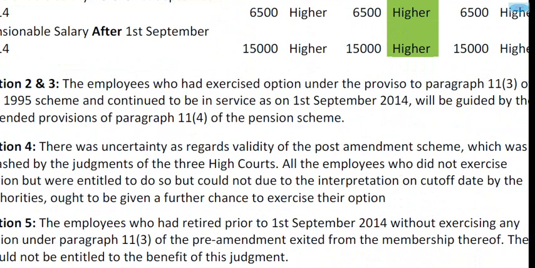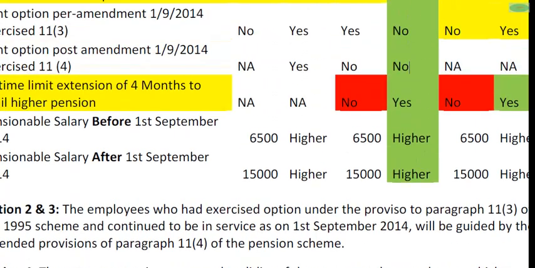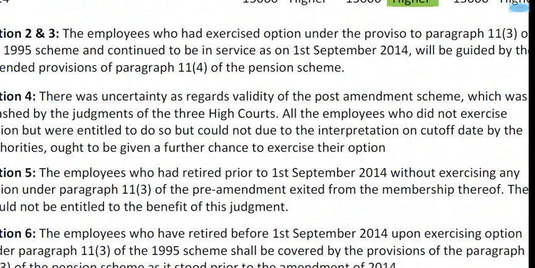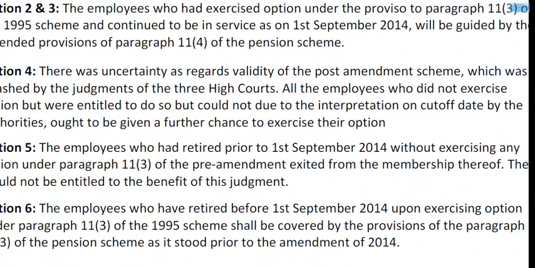Option 4, there was uncertainty as regards validity of the post amendment scheme, which was quashed by the judgment of the 3 high courts. All the employees who did not exercise the option but were entitled to do so could not, due to the interpretation of the court. So that is why this green corridor, they have not exercised, so they are getting that option to exercise the option for higher pension.